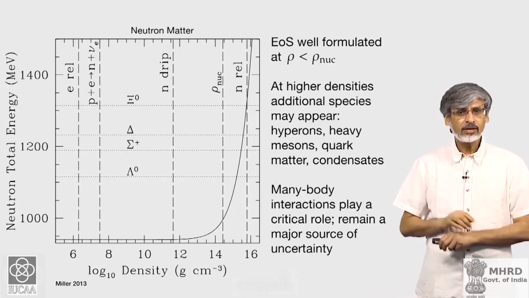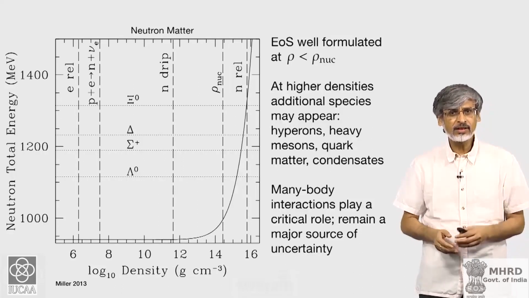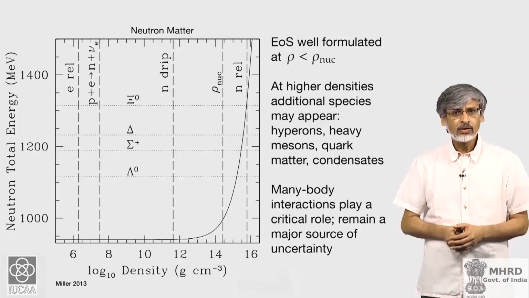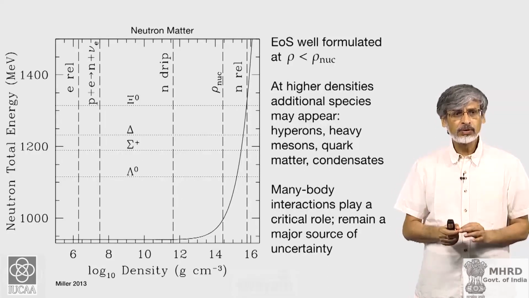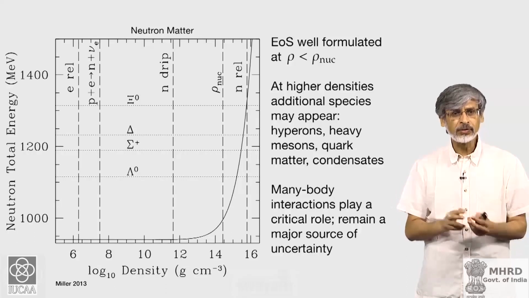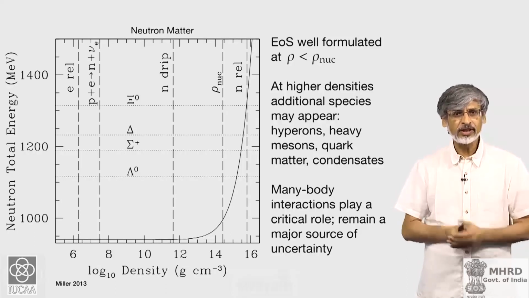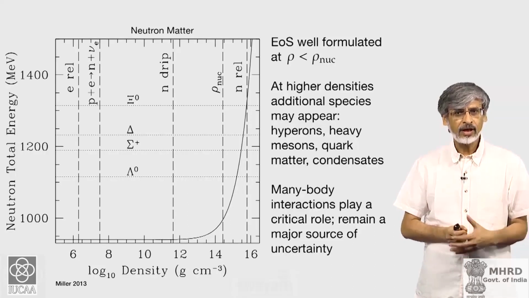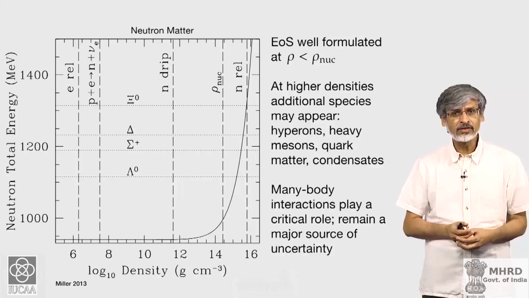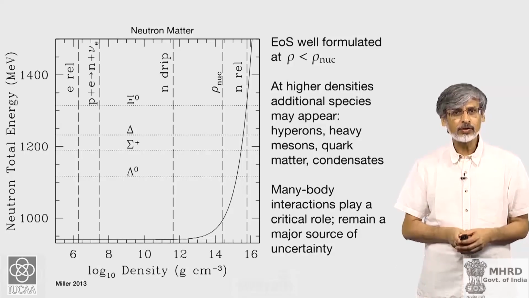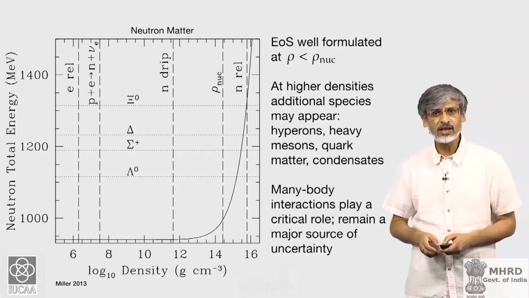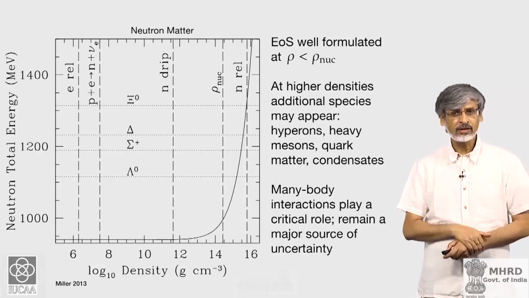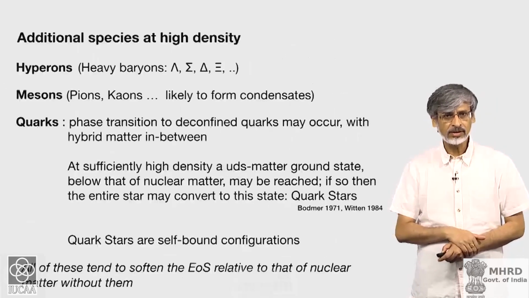Furthermore, even when discussing the forces between nuclei, we cannot restrict ourselves to just two body forces between two nuclei and so on. Now, the material is so dense, many body interactions play a critical role, and computing these many body interactions still remain a major source of uncertainty. So, these are a few reasons why the equation of state has still remained uncertain.